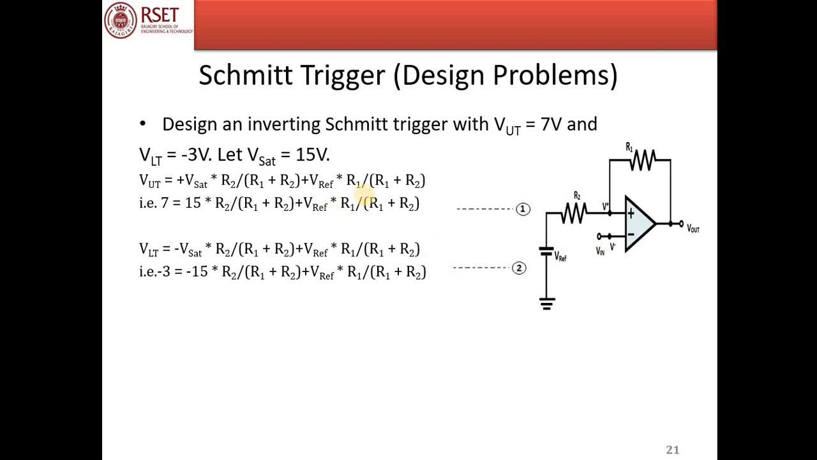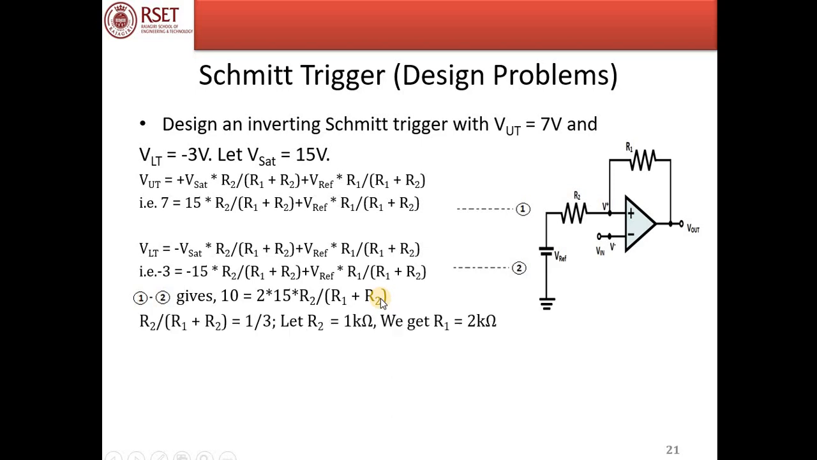Now we have got two equations, 1 and 2. We need to find out the value of R1, R2 and V reference. Let us subtract equation 2 from equation 1. What do we get? 7 minus minus 3, that is 10, is equal to 15. This will be added, that is 2 into 15 into R2 by R1 plus R2. Simplifying, we get R2 by R1 plus R2 is equal to 1 by 3.